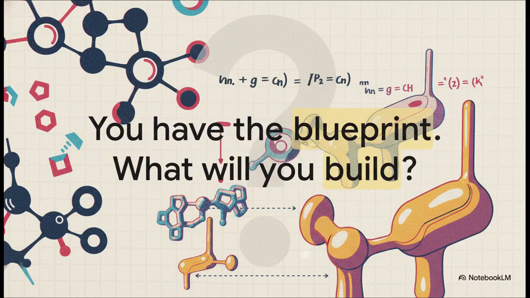We started with a molecule that looked just impossibly complex, right? But now you have the code. You have the grammatical rules to not only read chemical structures, but to write them yourself. You have the blueprint. So the only question left is, what are you going to build with it?